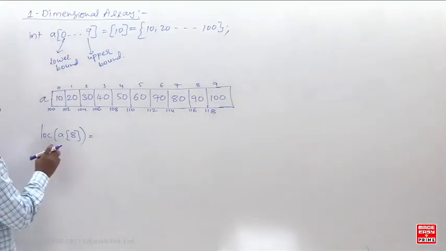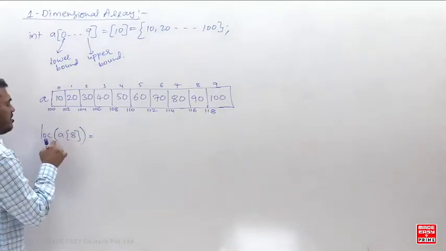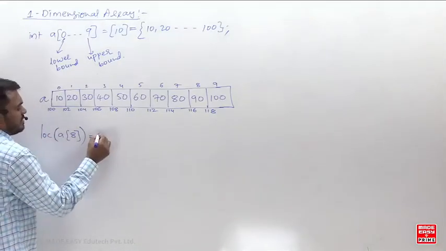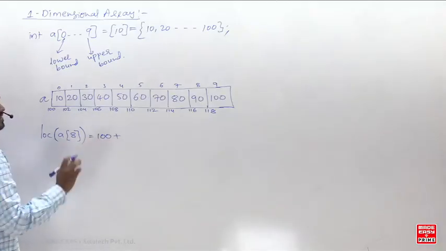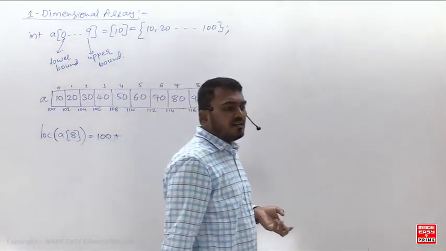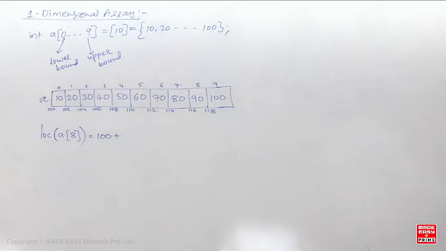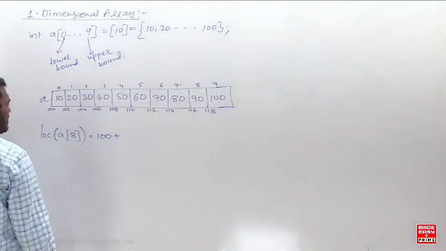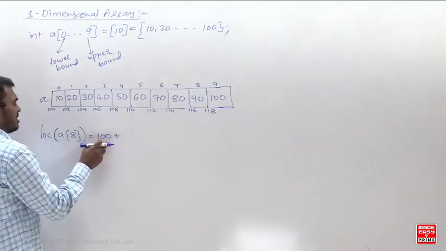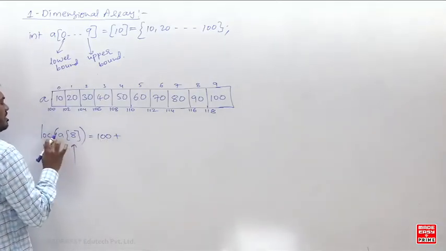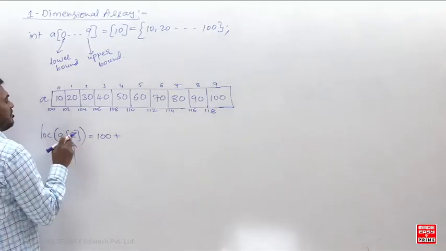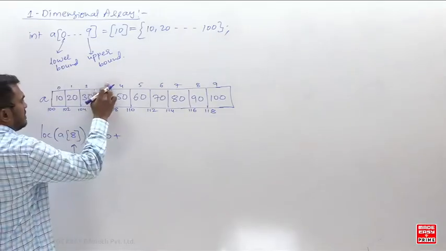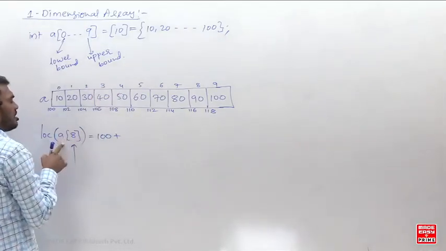Understand here, I want to find out the location of A of 8. So first you take the base address. Now, how will you get the base address? The array name without subscript. The array name without subscript will contain the base address. You know that. So you take the base address. Next, you want to go to the 8th element, A of 8.